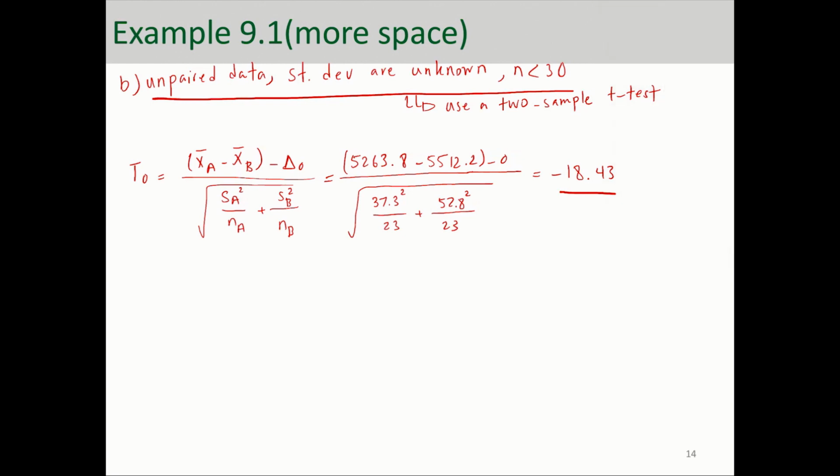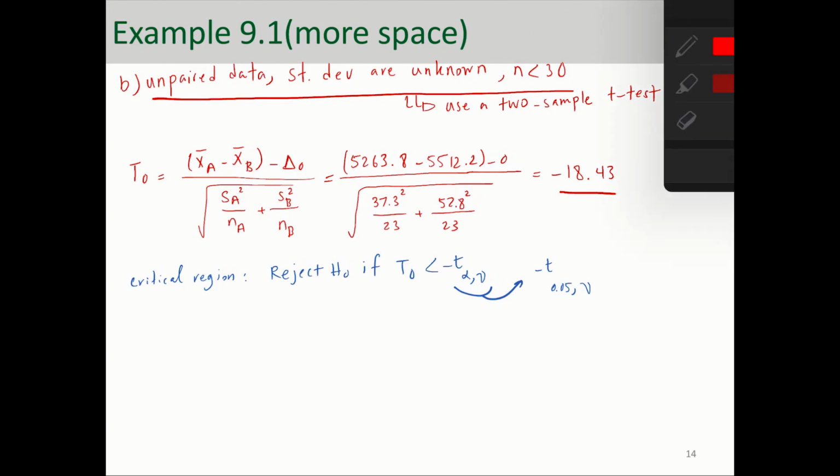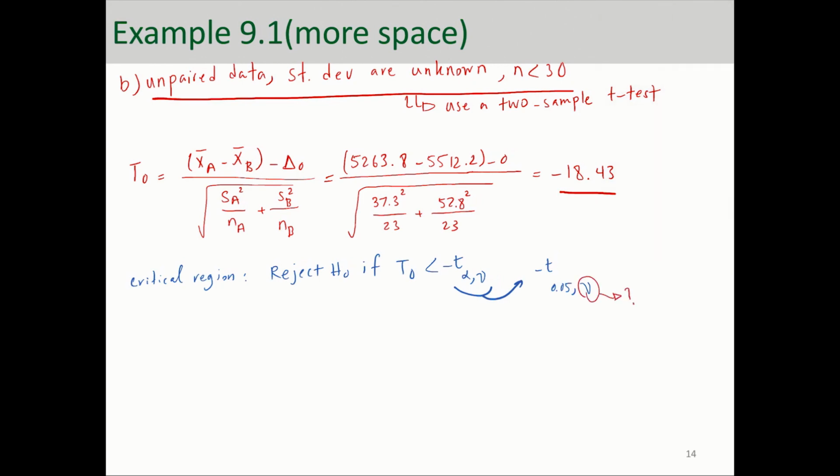Now the next step is to compare this test stat with the critical region. For the critical region, we reject the null hypothesis if the t-score, which we just calculated, is less than negative t of alpha and nu, where nu is the degrees of freedom. Well, in this case, this critical value is negative t of 0.05 and nu, and well, we don't know the nu now. That's the degrees of freedom. What we need to do is calculate the degrees of freedom.